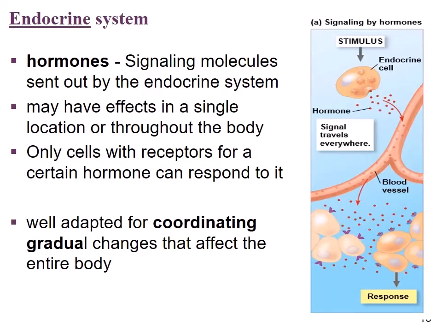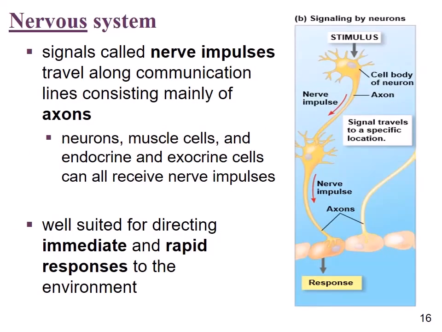Again, the endocrine system releases hormones, which are these signaling molecules that are sent out by the endocrine system. They can have an effect in a single location or throughout the body, but only cells that have receptors for a particular hormone can respond to that hormone. And the endocrine system is really good for coordinating gradual changes that affect the entire body. The nervous system is well suited for directing immediate and rapid responses to the environment.